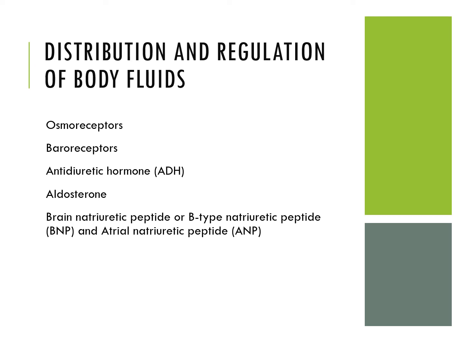Antidiuretic hormone, or ADH, is released by the posterior pituitary. It controls how much fluid leaves the body in the urine and causes reabsorption of water from the kidney tubules. Aldosterone regulates the reabsorption of water and sodium ions from the kidney tubules. Brain natriuretic peptide, or B-type natriuretic peptide, this is BNP, and atrial natriuretic peptide, or ANP, both promote the loss of water and sodium ions from the kidney and will cause vasodilation.